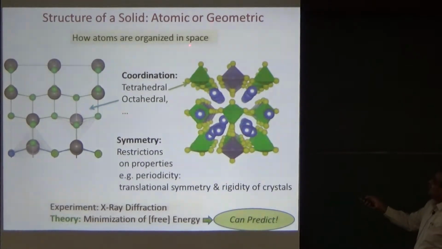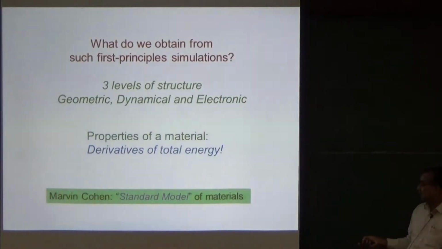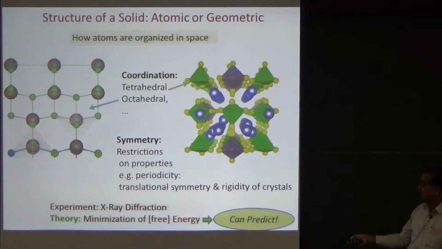First step is basically the atomic or geometric structure, where if you minimize the total energy that I defined, you can easily get the atomic structure, which gives you coordination number and variety of symmetry properties of it. If you want to use X-ray experiments, you would have to use X-ray diffraction to get this type of structure, whereas our calculations give this kind of information simply through minimization of energy.